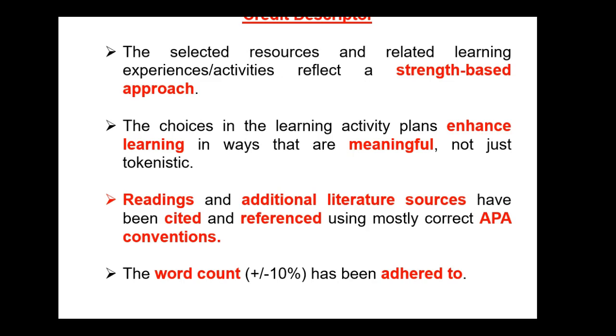Remember, we are looking for a strength-based approach. We're looking for learning plans that enhance learning. They're meaningful, not just tokenistic, and we're looking for readings from additional literature sources, and they've been cited, referenced, and we're using our APA. And just be aware of our word count here. It's plus or minus 10%. You're really needing to be starting to adhere to that, because as you move through to our next unit in literacy, there is a penalty if you go over or come under the word count. So just be aware of that.